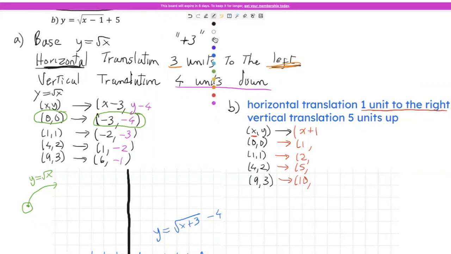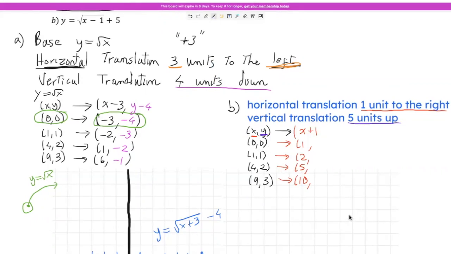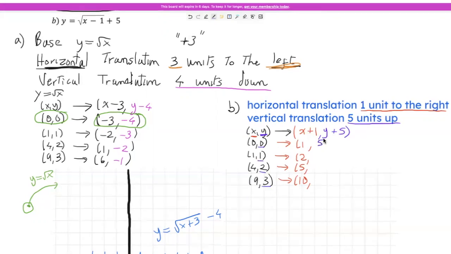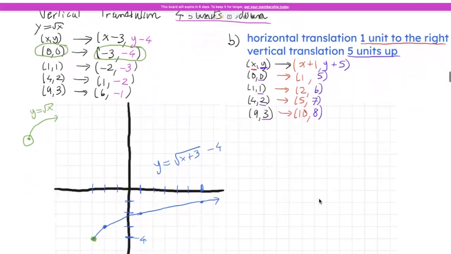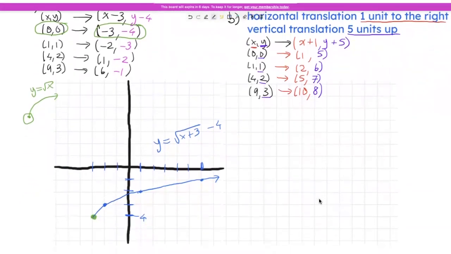The y values, we are saying there is a vertical translation 5 units up. So if I give you a bunch of numbers, y values, and I say move them up 5, you would just add 5 to them. So y plus 5. I go through all of these and add 5 to them: 0 plus 5, 1 plus 5, 2 plus 5, 3 plus 5 is 8. Okay, and these are the new key points we will plot to do the transformations.